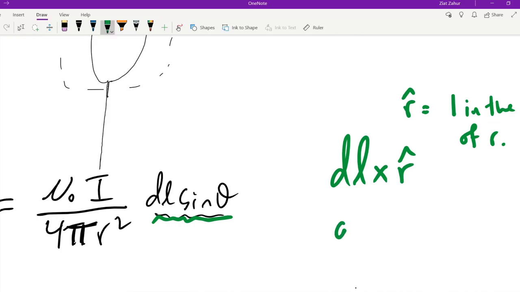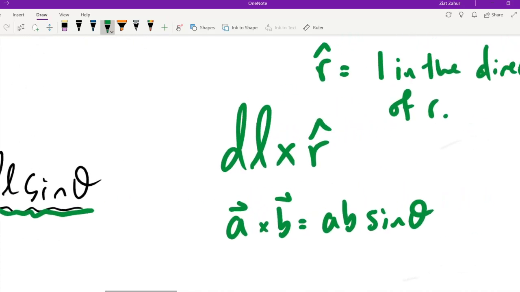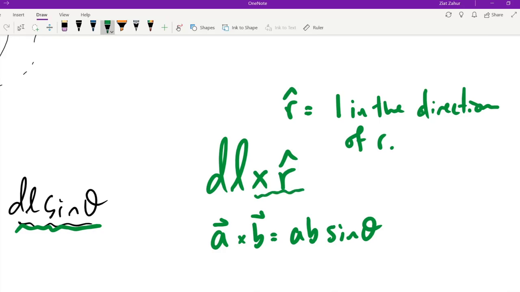Remember, cross product: A vector cross B vector is equal to, at least for the magnitude part, A times B times sine of the angle between A and B. Okay? So strategically, we're using r hat, because that's a unit vector, which automatically has a value of 1. So we're doing A times 1 times the sine of the angle between A and r.